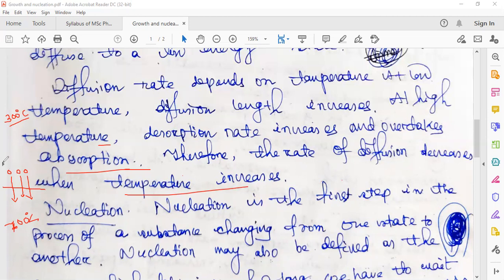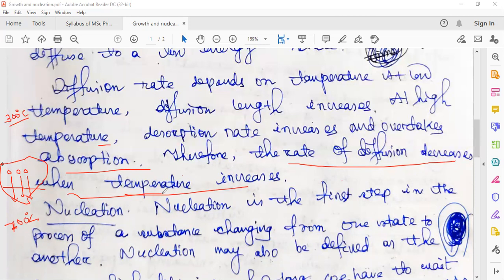So at low temperature, diffusion length is higher, meaning more and more atoms can diffuse to the inside of the material. And at high temperature, the desorption rate is higher, meaning more and more atoms will dissolve from the material and will not get absorbed to the substrate. Therefore, as written in the last sentence, the rate of diffusion decreases when temperature increases. So at increased temperature there will be less diffusion.